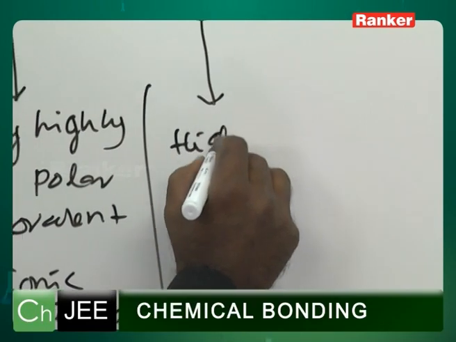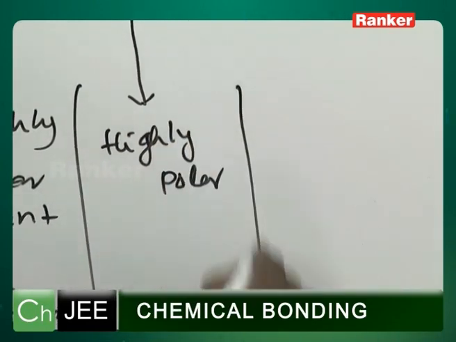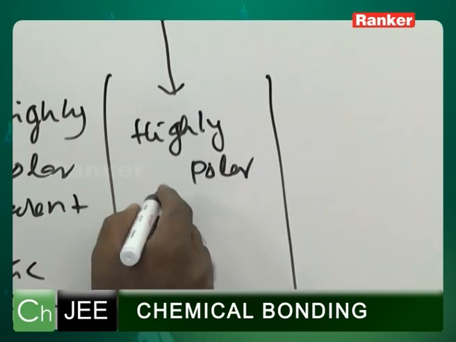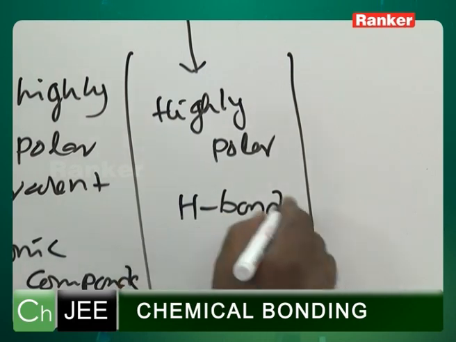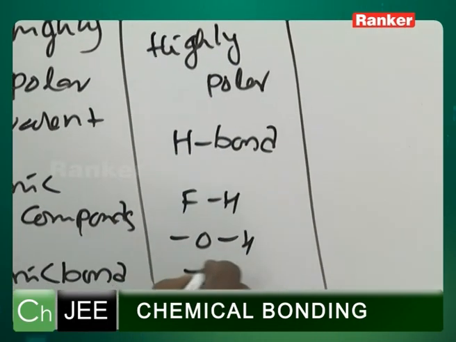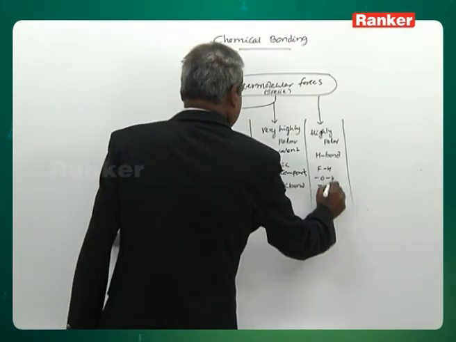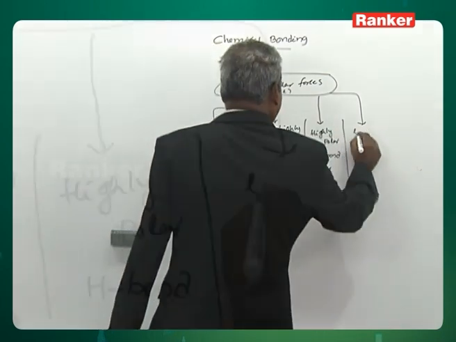And then highly polar attractions, which is called hydrogen bond, and you will find hydrogen bond only when FH, OH and NH are there. And the last one being less polar or non-polar.